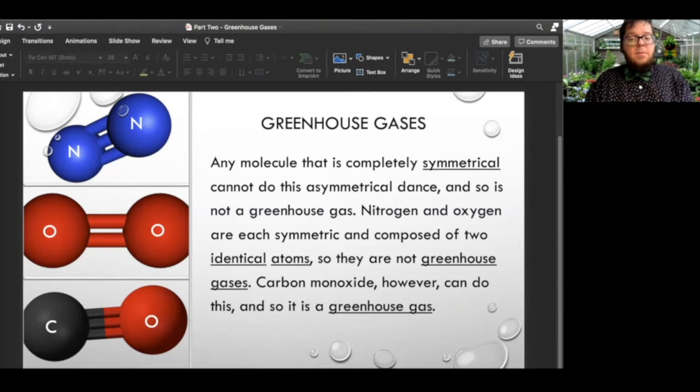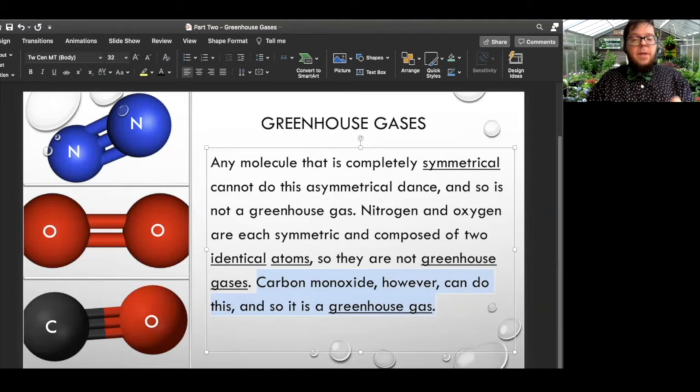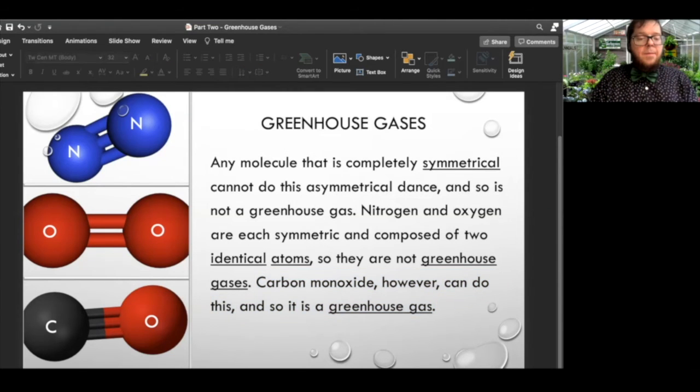But carbon monoxide is made of 2 different atoms. There's going to be more charge on one atom than there is on the other. And so if the carbon and the oxygen are sort of oscillating back and forth relative to each other, then there's an asymmetry of charge. And so carbon monoxide is a greenhouse gas.